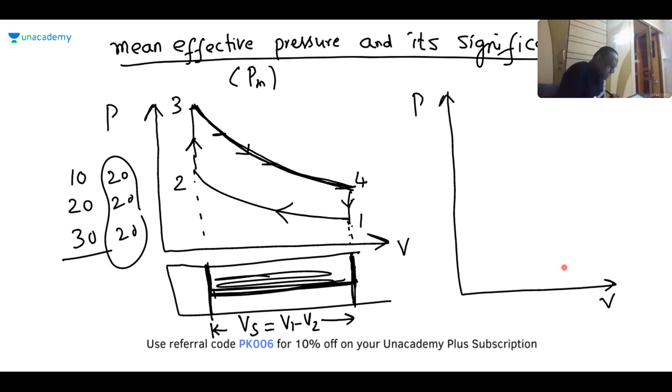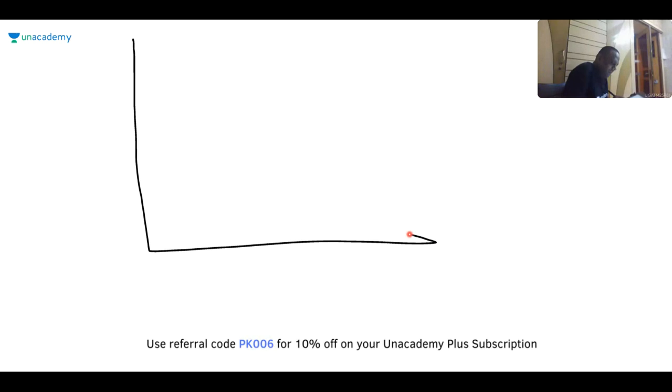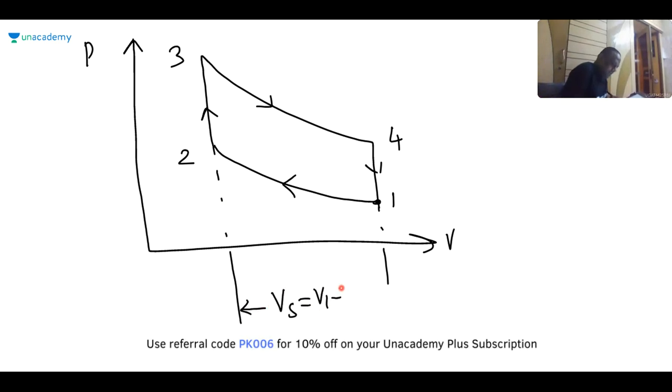Come here. Okay, take the same swept volume. Whatever the swept volume is there, here also it is the same. Let me draw a new one for you, don't worry, I'll take 3 more minutes. This is my actual cycle. Okay, observe here. This is my swept volume, which is V1 minus V2.